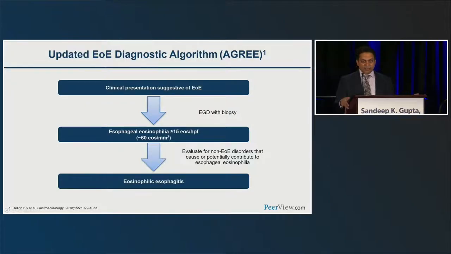Currently, the diagnostic algorithm is someone with symptoms suggestive of EoE, such as this young man, and endoscopy should be performed, and if there are more than 15 eosinophils per high power field, that makes you make a diagnosis of EoE in this day and age. 4 years ago, it was different, as Dr. Muir will share with you later. But currently, in the presence of the symptomatology and more than 15 eosinophils per high power field on endoscopy, that is EoE.